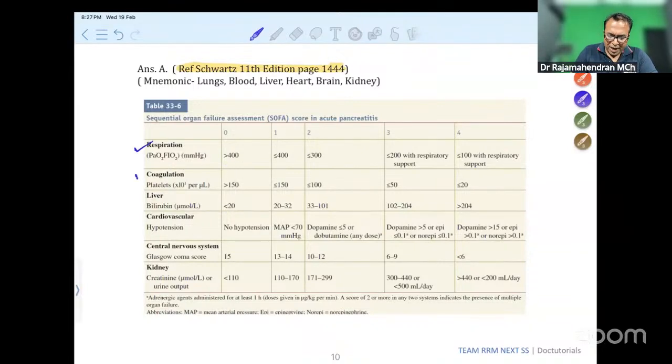The factors included are respiration, coagulation based on platelet count, bilirubin, hypotension, Glasgow Coma Scale, and kidney. So these are the factors included: creatinine, Glasgow Coma Scale, hypotension, bilirubin, platelets, and PaO2/FiO2. These are the 6 factors included in the SOFA score. So please don't forget this table. If you have time, take this table from Schwartz and go through it. I don't think they will ask you the values, but they will just ask what is included in the SOFA score.